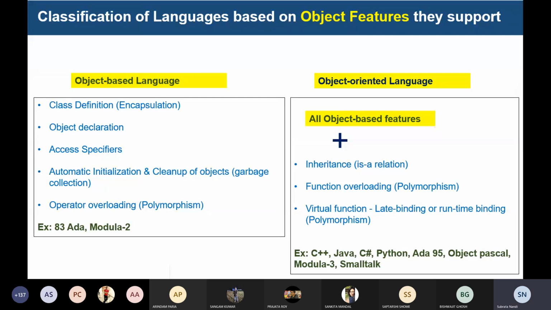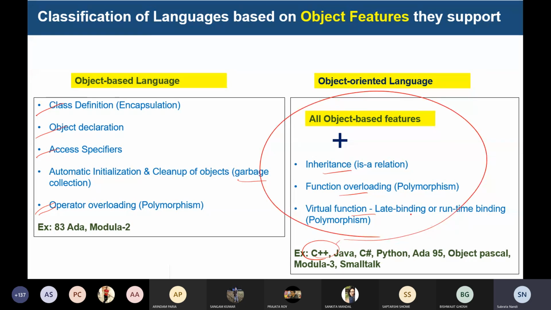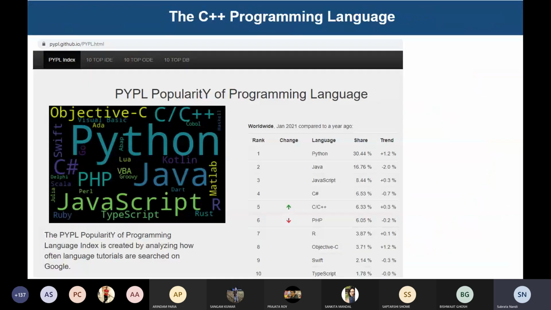I think it's almost the time. So this is object-based and object-oriented language, and C++ is basically an object-oriented language. It includes all the object-based language features like class definition, object definition, access specifiers, automatic garbage collection, and operator overloading. Object-based languages like ADA and Modula were invented in 1983. Object-oriented languages include all these features, plus inheritance, function overloading, virtual functions, late binding and all this. C++, Java, Python, and C# are all object-oriented languages, and in C++ we'll be learning all these in detail: the syntax, the underlying philosophy, the challenges, and how the compiler handles it, okay?